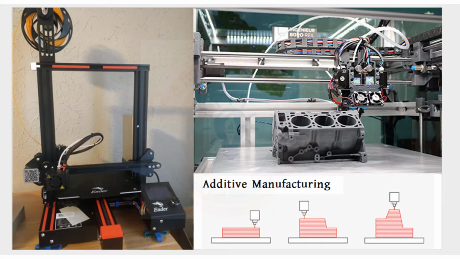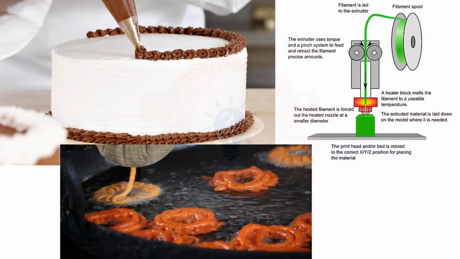In engineering language it's called additive manufacturing. Simply put, additive manufacturing is where you put one layer on top of another, like in cake baking or making the snack called jalebi. So you move your hand top or bottom, up and down, right, left, or front, back.